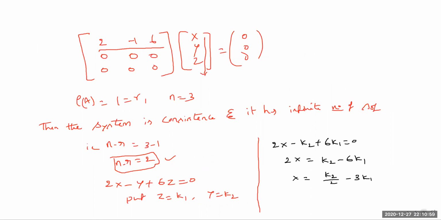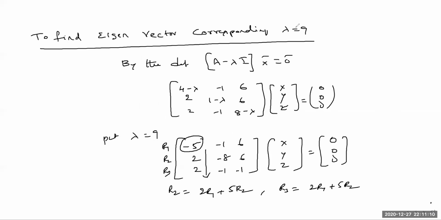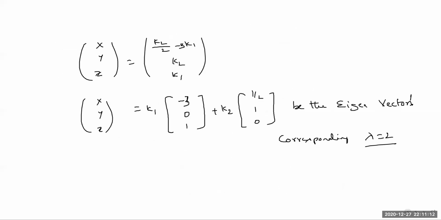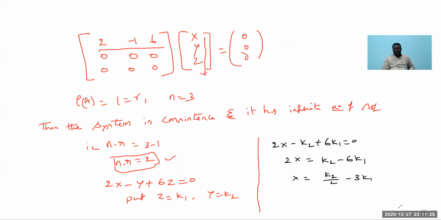Next, they ask a question like lambda equal to 2 is an eigenvalue, then find the eigenvector for that. That means you can apply this same part only for lambda equal to 2, not the other values, or lambda equal to 9 otherwise. So they ask different types of questions. We'll discuss that in the next session.